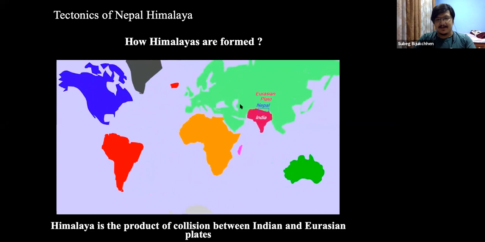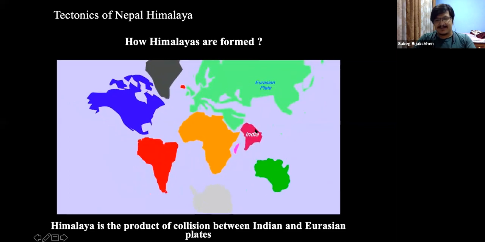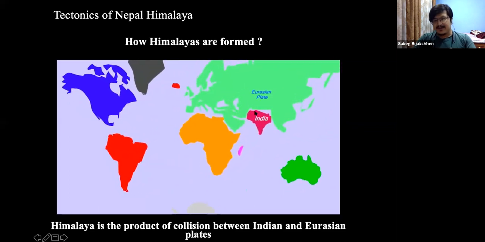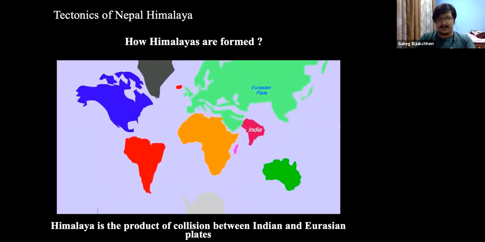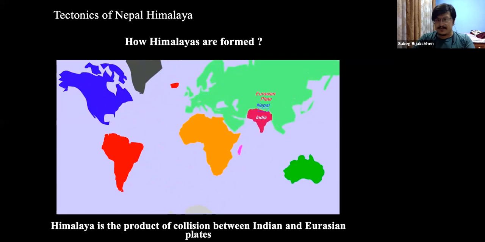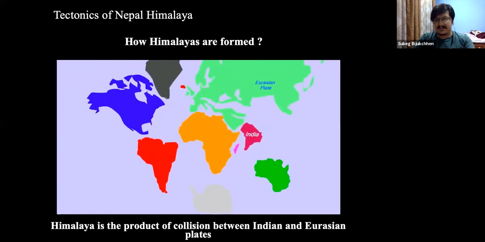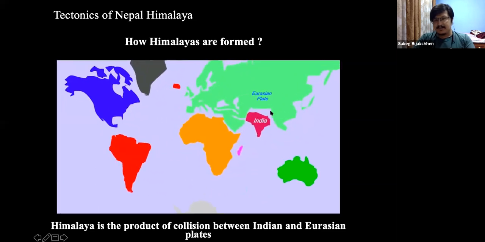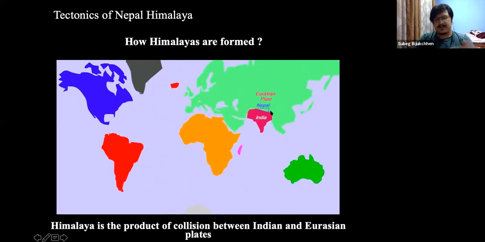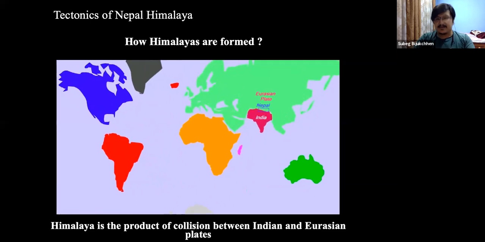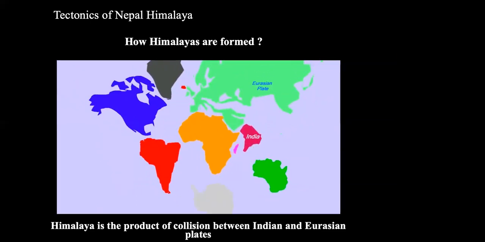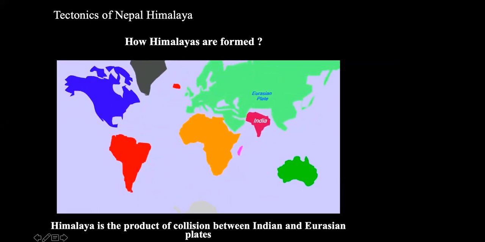This is a very fast animation, right? So it started colliding 65 million years before today, that means 6.5 crore years, and the collision was completed around 45 million years ago. So it took about 20 million years to collide, like start and then collide.